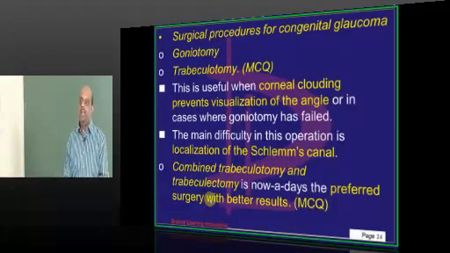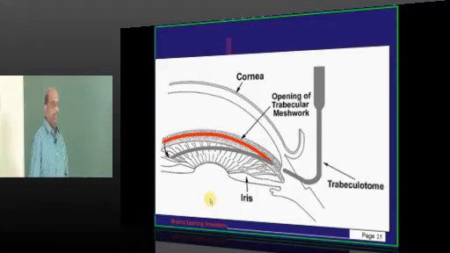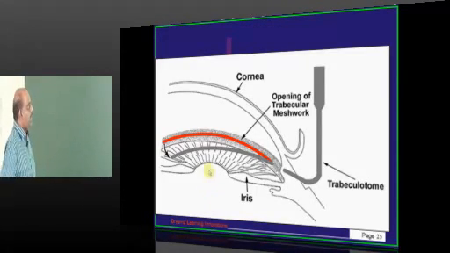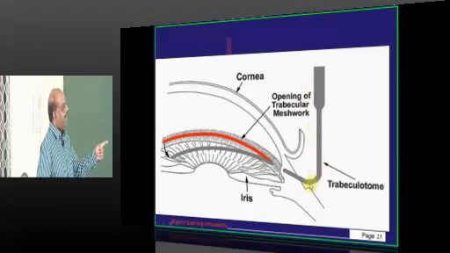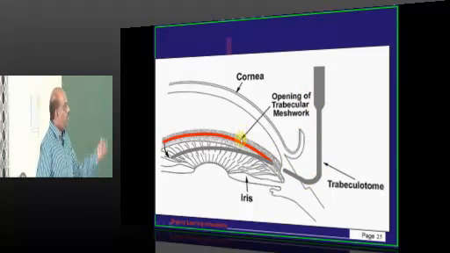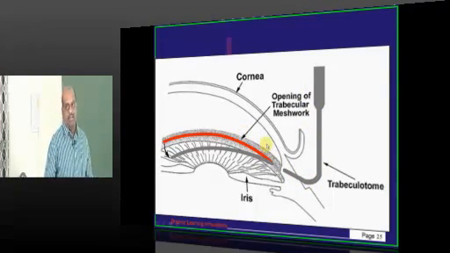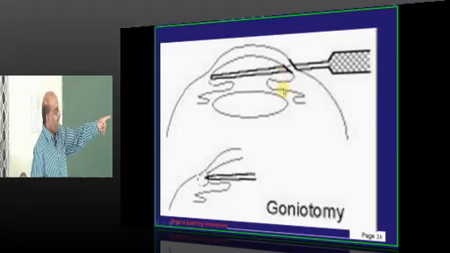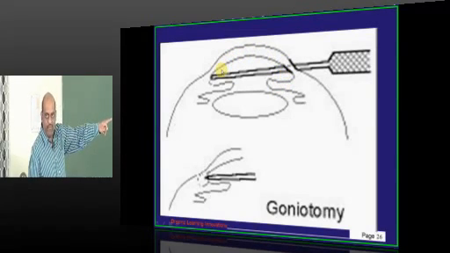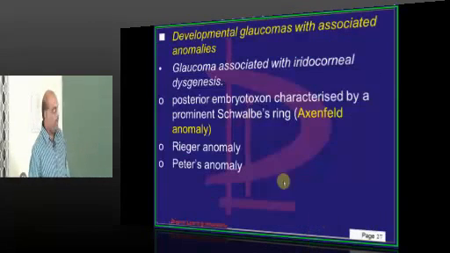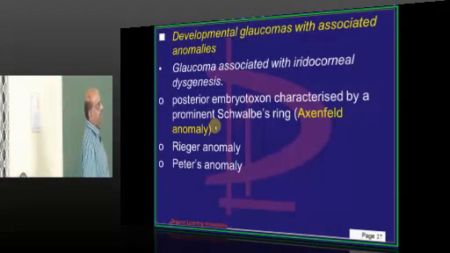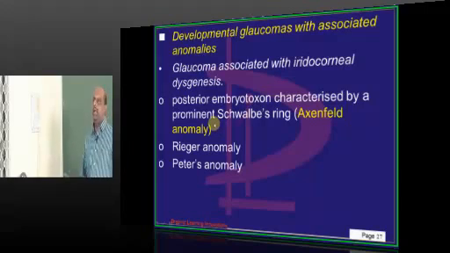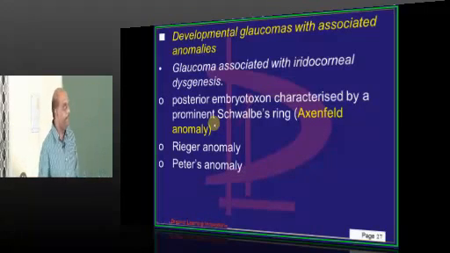Favorite MCQ of the examiner about congenital glaucoma. So, doctor, this is the cornea. You are using a trabeculotome to open up the trabecular meshwork in the case of congenital glaucoma. This is the goniotomy. If you are able to see the angle, and corneal edema is not significant, then you can use the goniotomy.